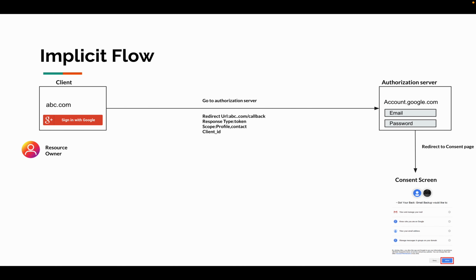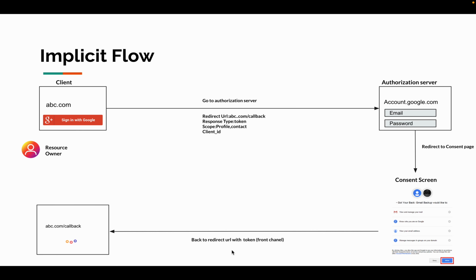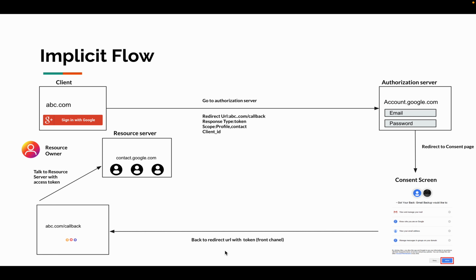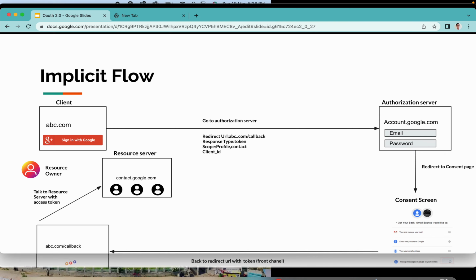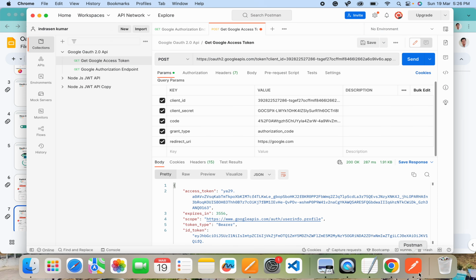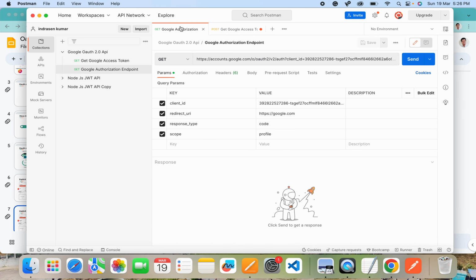Again, after successful authentication on the Google login page, it will redirect to the consent screen. And after accepting the consent, it will redirect the user to the redirect URL with the token. Then the website will use that token to access particular data of the user. So this is how the implicit and explicit workflows work. Now let's check how this actually works behind the scenes.